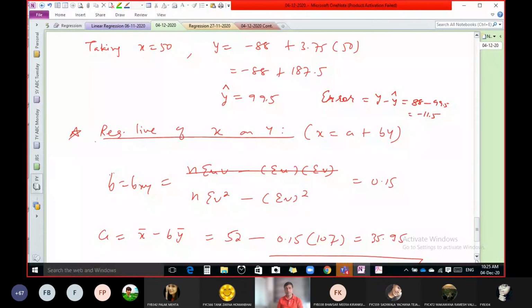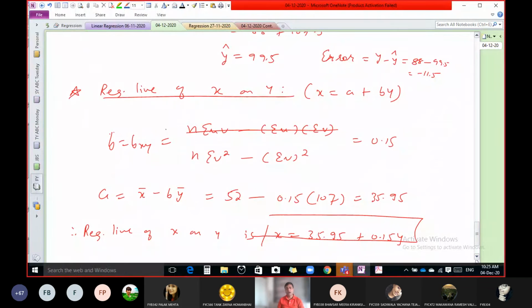Okay, now the regression line of x on y. That is also very easy. How to obtain the regression line of x on y? The form is x equal to a plus by. First of all, let us calculate b. B is nothing but the notation bxy. The formula is n sigma uv minus sigma u sigma v upon n sigma v square minus sigma v the whole square. Just substitute all values, and you will get the answer 0.15.